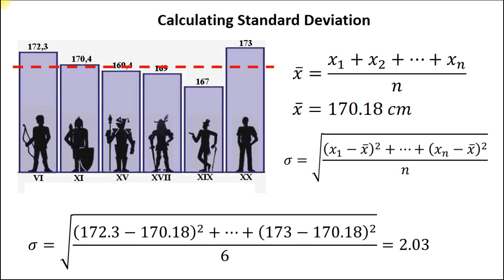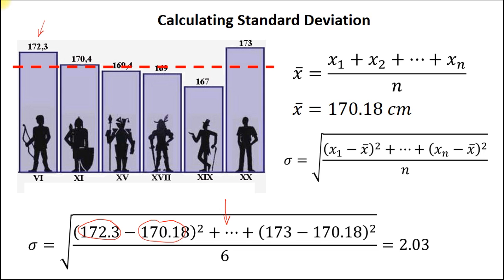Calculations give us the following result. Here 172.3 centimeters is the human height in the 6th century. The next term should be with the human height in the 11th century, but I wrote dots instead of it, to prevent the formula going out of the screen.